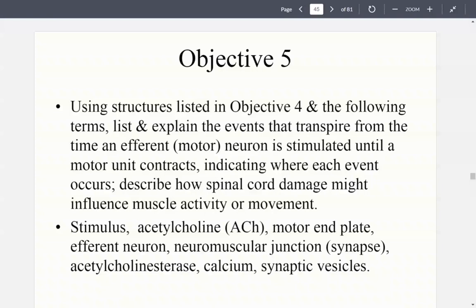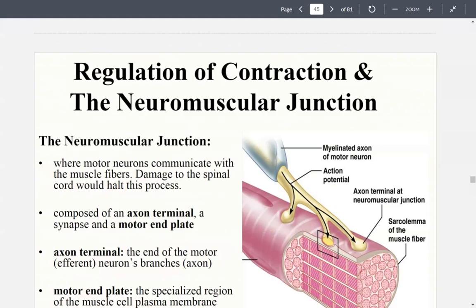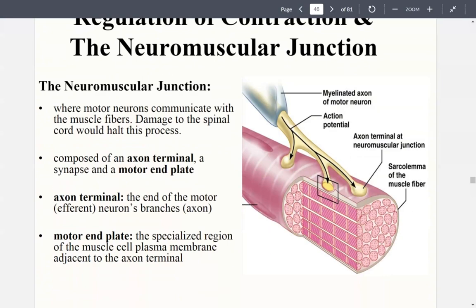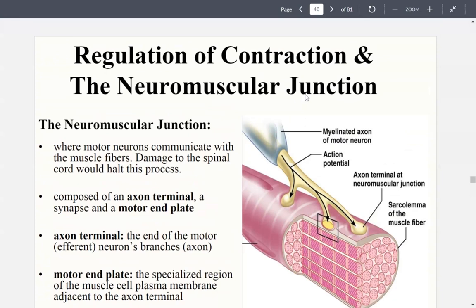All right, let's continue. So, how do we regulate this contraction? Well, that regulation is going to start at the neuromuscular junction. As we mentioned in previous audios, the neuromuscular junction is where a motor neuron, the axon terminal of a singular motor neuron, comes in contact with a muscle fiber.